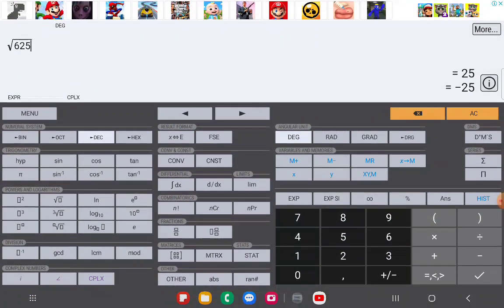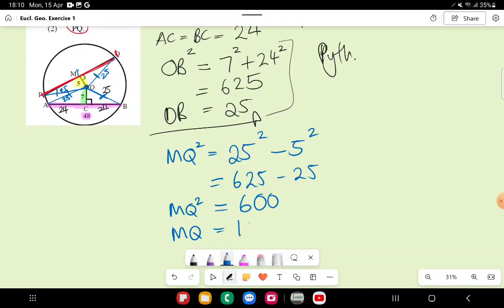Let's look at that. So square root of 600 is 10 square root 6. Okay, so that is 10 square root of 6. That is the answer to the first. So this is 10 square root 6. So now we know all of this was due to Pythagoras.